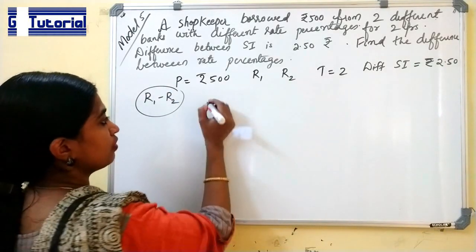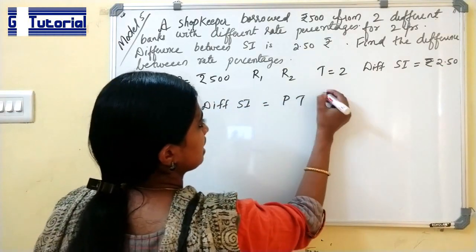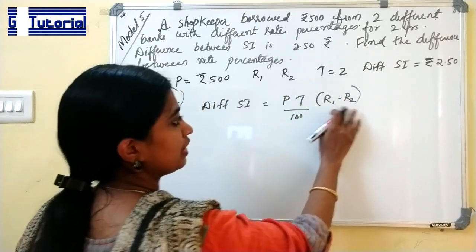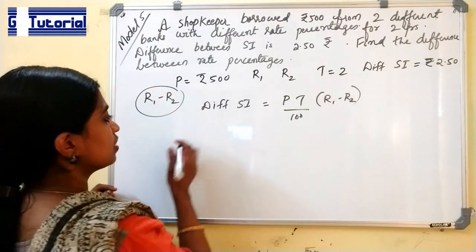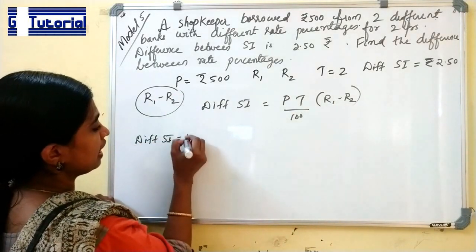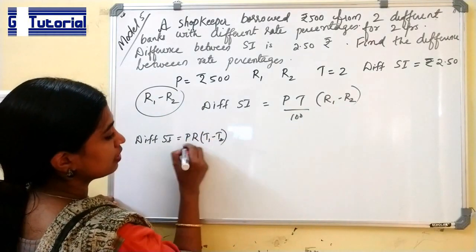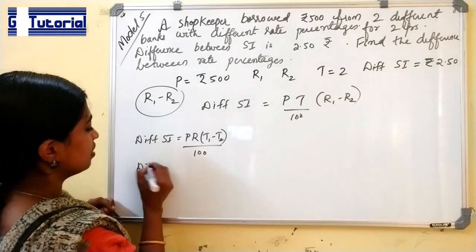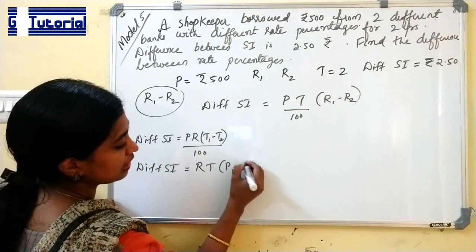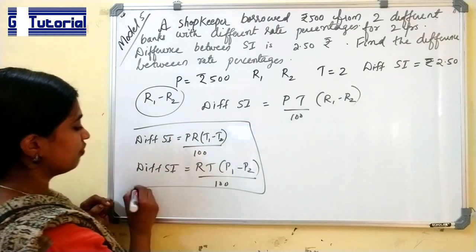So there is a formula for doing this. Difference between SI is given by PT into R1 minus R2 divided by 100, if you are asked to find the difference in rate. If the question is asked like difference SI is given and the time is varying but the rate is same, then the formula is like this, and if principal is different then the formula will be like this. So we have to learn these three formulas by heart.